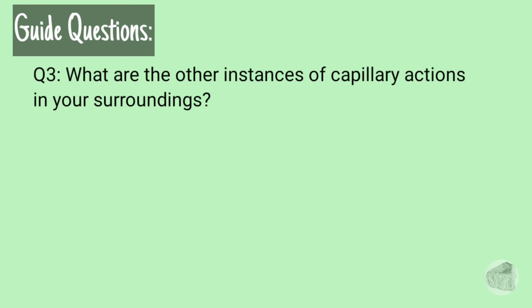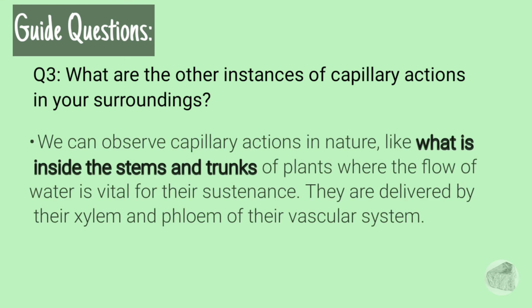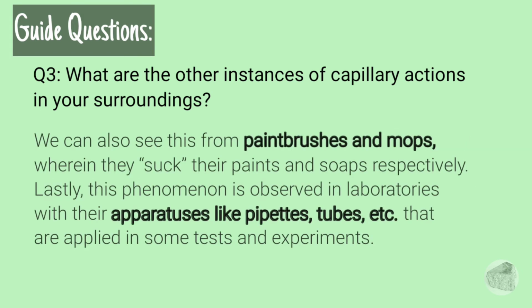Now for the third and final question. What are the other instances of capillary action in your surroundings? We can observe capillary action in nature, like what is inside stems and trunks of plants where the flow of water is vital for their sustenance. They are delivered by the xylem and phloem of their vascular system. We can also see this from paintbrushes and mops, wherein they suck up their paints and soaps respectively. Lastly, this phenomenon is observed in laboratories with apparatuses like pipettes, tubes, etc. that are applied in some tests and experiments.